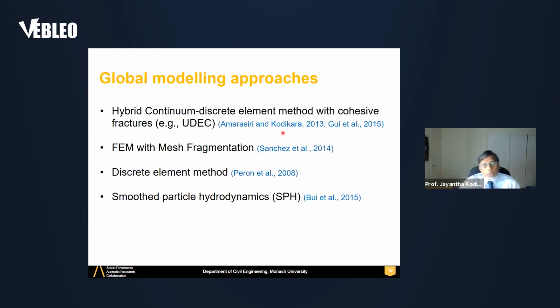Global modeling approaches. A hybrid continuum discrete element method with cohesive fractures, also using the JUDEC program, has been used. Then FEM with mesh fragmentation has been used. Discrete element method has been used, and smooth particle hydrodynamics, or SPH, particulate method has been used.